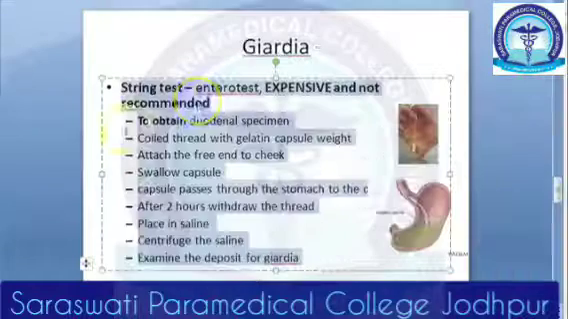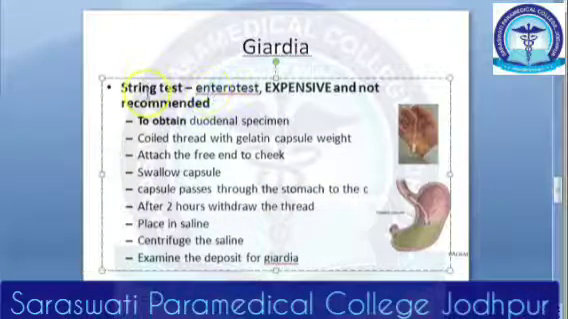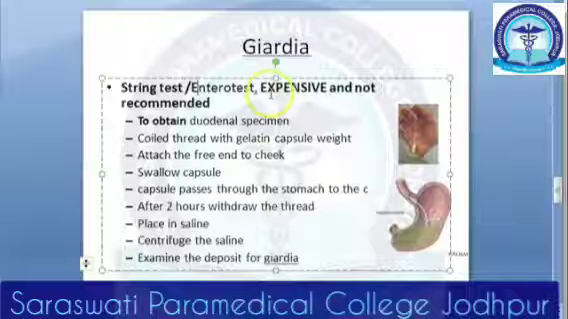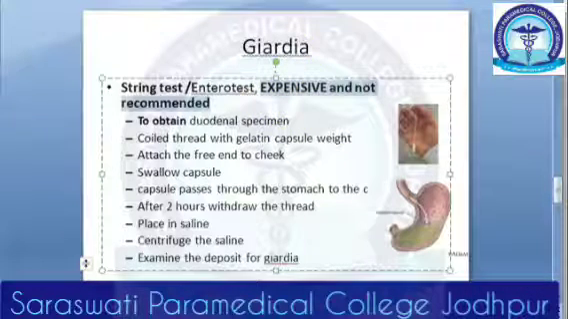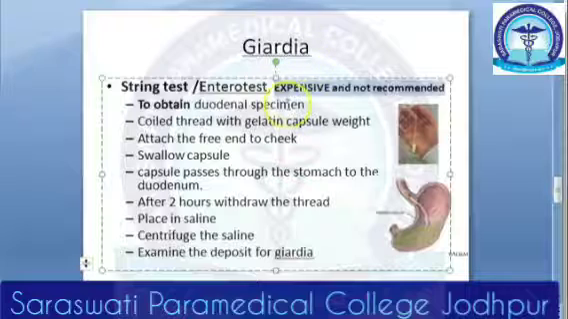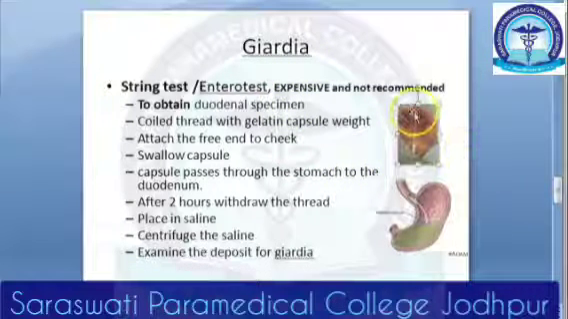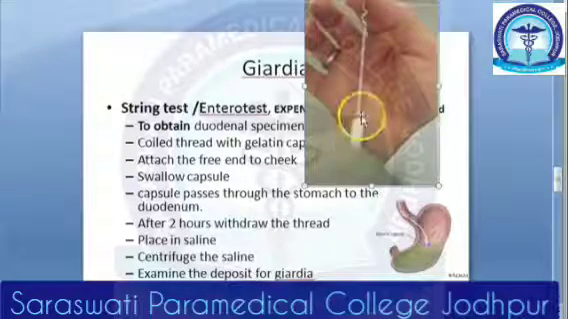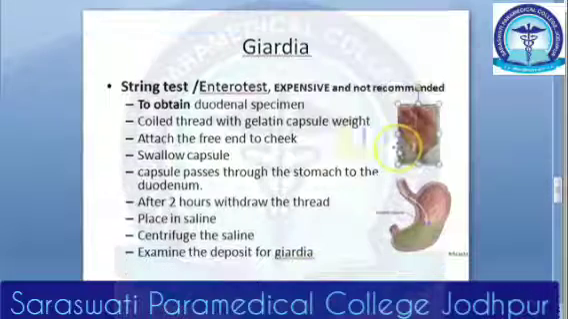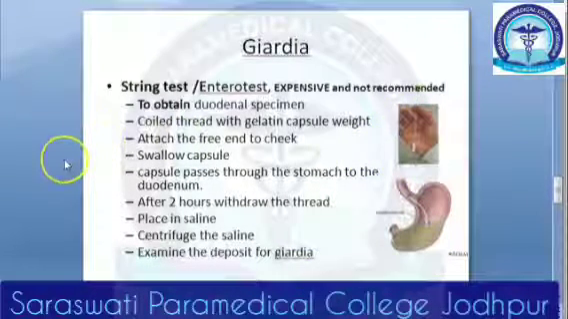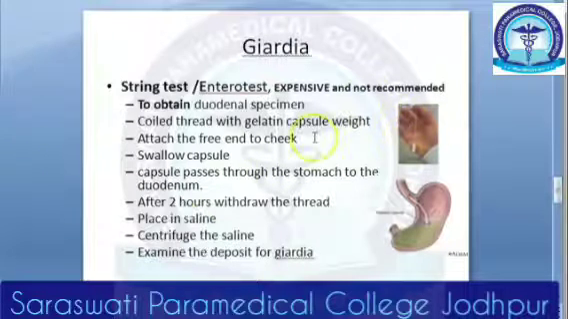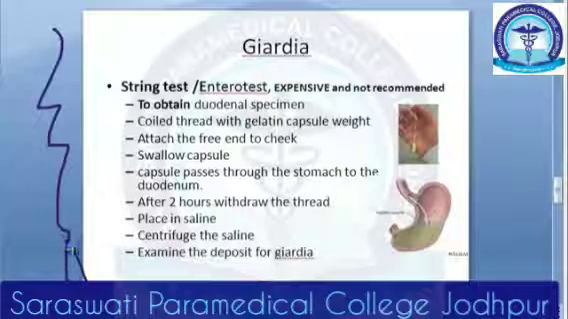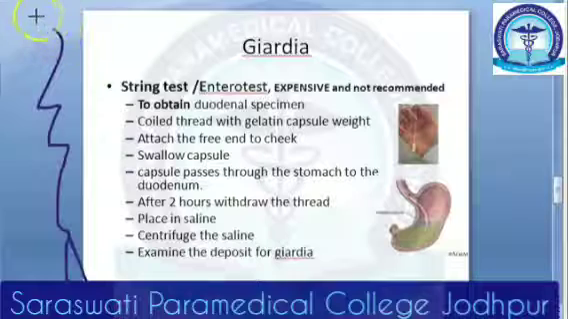Now there is something called the entero test or string test. You should know these two words, entero test or string test. This is expensive and not actually recommended, but it is an interesting thing to know for Giardia lamblia. They use a curled thread with a gelatinous capsule at the end, which acts like a weight. The free end of this long thread is attached to the man's cheek.